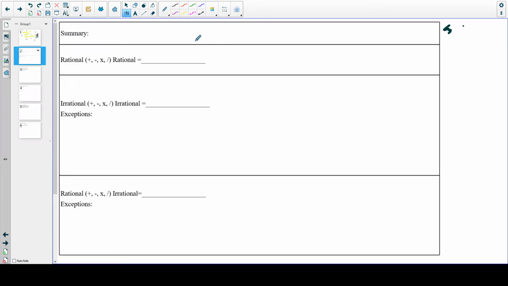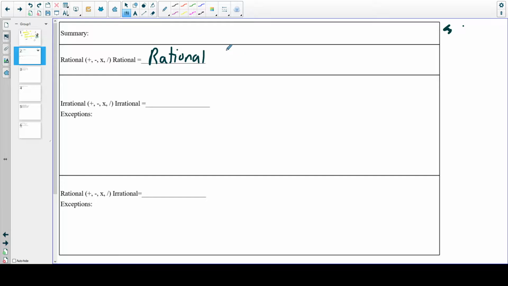So rational numbers, we remember, were numbers that can be written as a fraction where the numerator and denominator are integers. Really, since elementary school and middle school, you've only been working with rational numbers. And if you decide that you want to add two rational numbers together, subtract, multiply, or divide two rational numbers, the outcome is always rational.